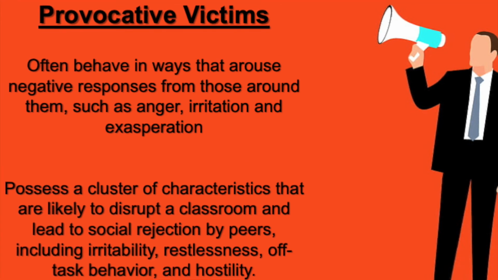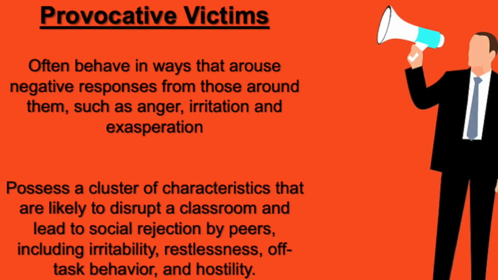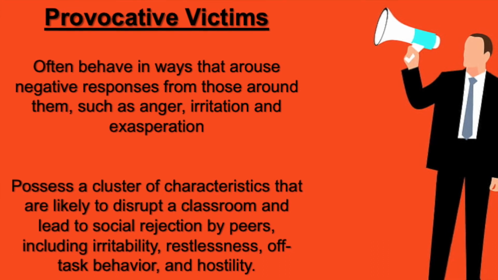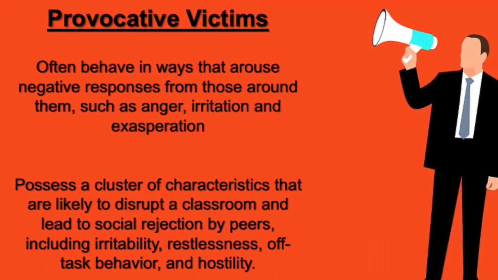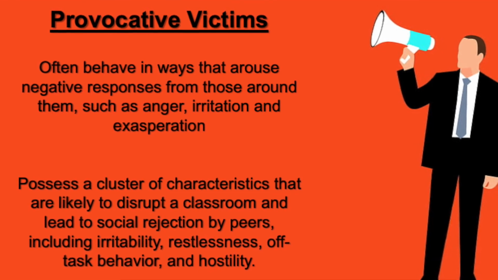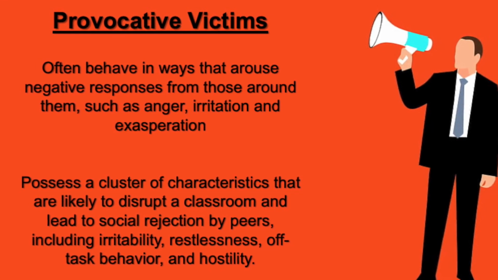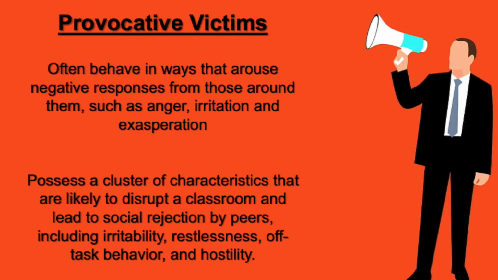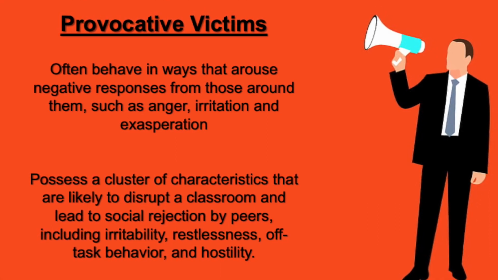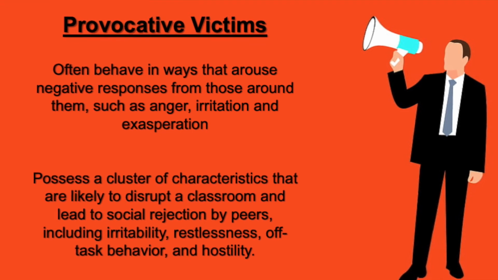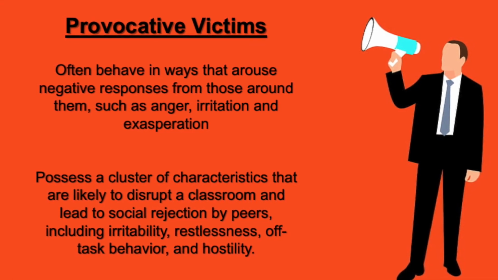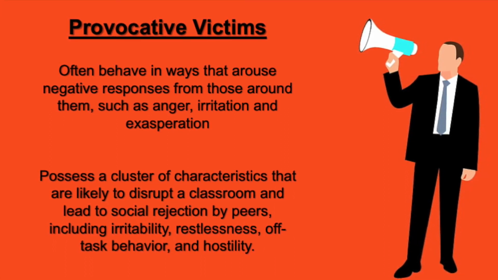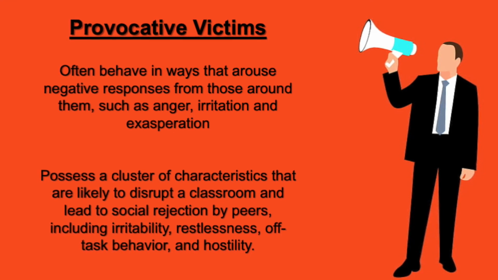Following, we have provocative victims. These victims often behave in ways that arouse negative responses from those around them, such as anger, irritation, and exasperation. They possess a cluster of characteristics that are likely to disrupt a classroom and lead to social rejection by peers, including irritability, restlessness, off-task behavior, and hostility. They represent a small group of children who are a distinct subgroup. Provocative victims often display characteristics of other groups of children as well, including peer bullies. They have elevated levels of dominant, aggressive, and antisocial behavior and low levels of tolerance for frustration.